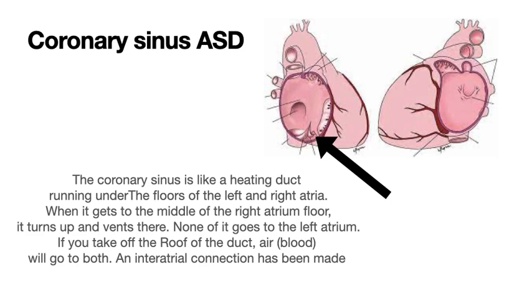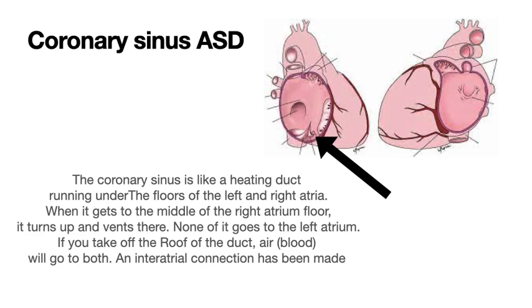Now, think of it as kind of like a heating duct running just under your floor. So it's running from the left atrium to the right atrium, and then it turns, makes a right angle up into the atrium, just like a heating duct that has its vent on the floor. That's how it goes. It comes along underneath the floor, and then it turns and vents upward. That's what the coronary sinus does too.